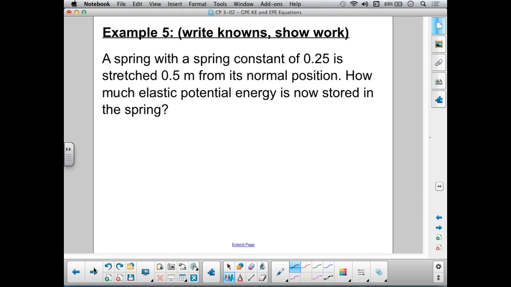Last example, example number 5. So I have a spring with a spring constant of 0.25. It is stretched half a meter from its normal position. How much elastic potential energy is now stored in the spring? Pause the video and see if you can do it.